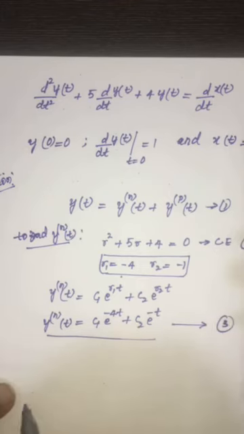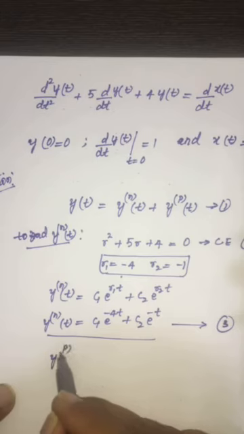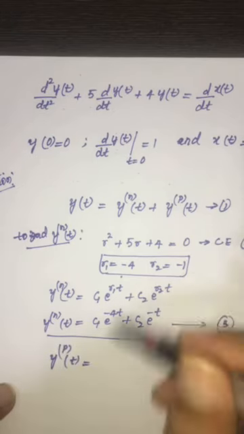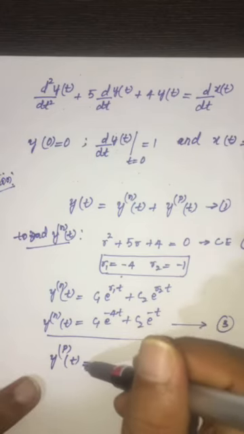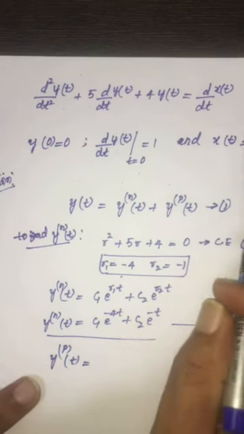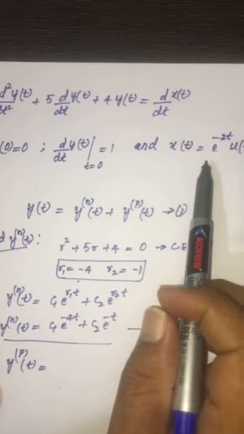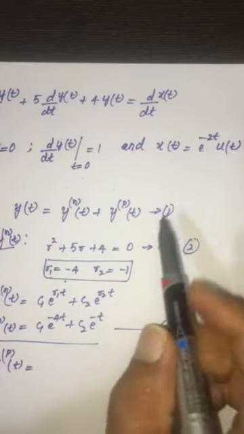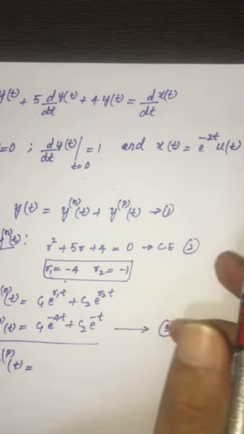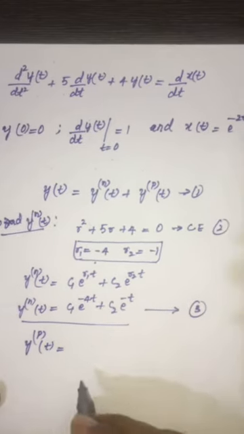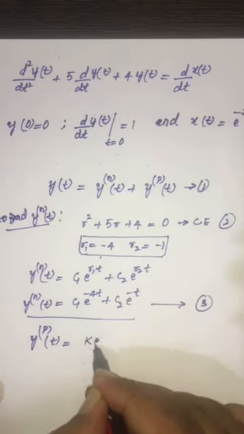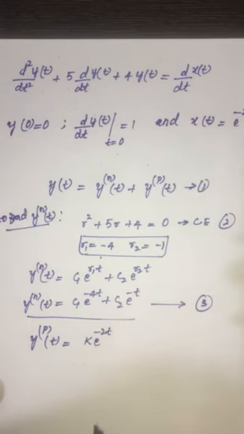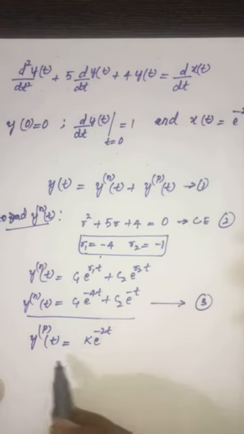Now the particular solution yp of t is equal to, in order to know what form that particular solution is taking, we need to look at the input, isn't it? Now the input is of the form e to the power of minus at into u of t, which is of the form a into e to the power of minus at. Therefore the particular solution has to take the form k into e to the power of minus at. My a value here is 2, therefore k into e to the power of minus 2t will be the particular solution.